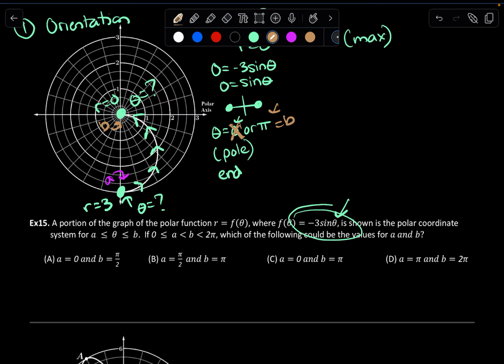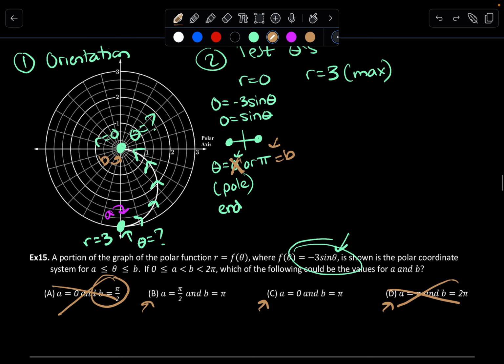So if I look at my choices below, my B has to be pi. Which choices offer that? Is it A? Nope. So we can cross that out. Is it B? Maybe. Is it C? Maybe. And then is it D? No. So if we're ending at the pole, that means it has to be a positive angle that is less than B based on that domain restriction.